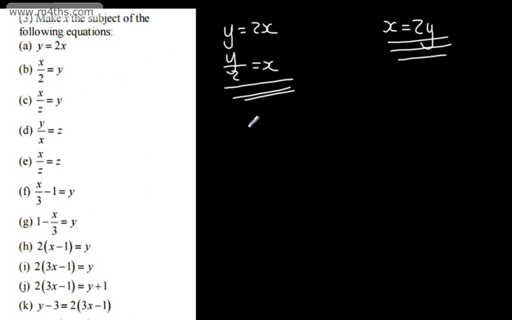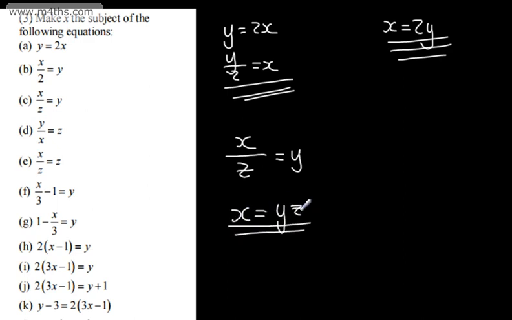This one just here, x divided by z is equal to y. We don't want x divided by z, we want x. So we simply multiply both sides of the equation by z. Or if you like, you could say you're dividing both sides of the equation by 1 over z. I think it's easier just to say multiplying. So x is equal to yz or zy.